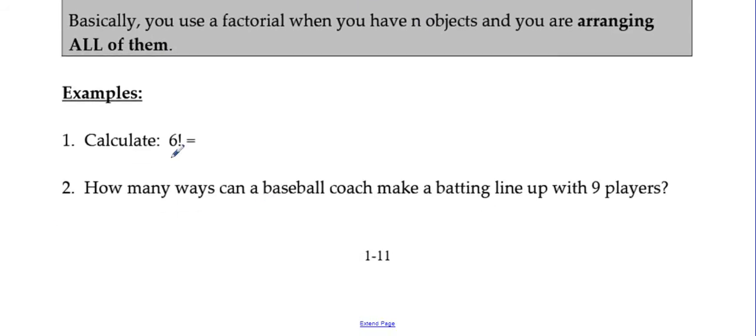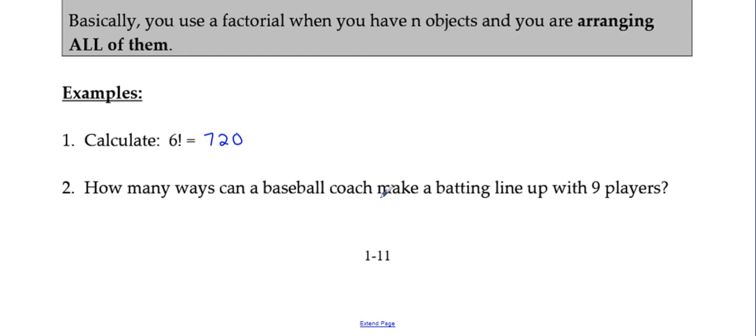So here's some examples. Try finding that factorial button in your calculator and try 6 factorial. You should get 720. So I don't want you to just write the number 720 down. I want you to find that factorial button and make sure you can enter 6 factorial into your calculator and get 720.